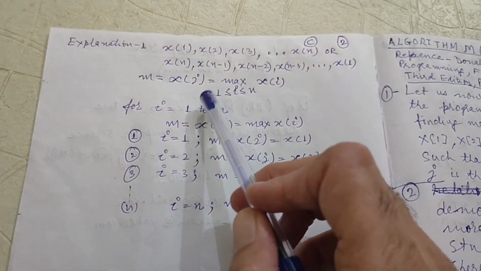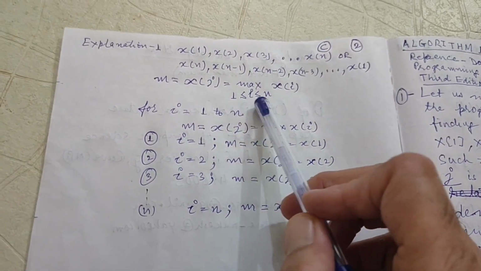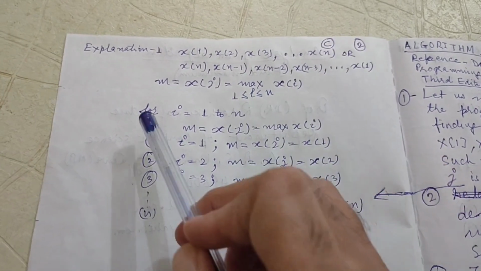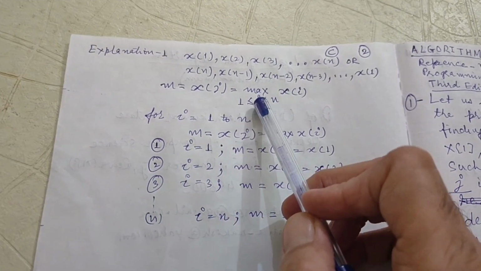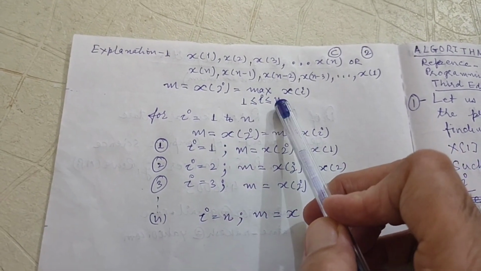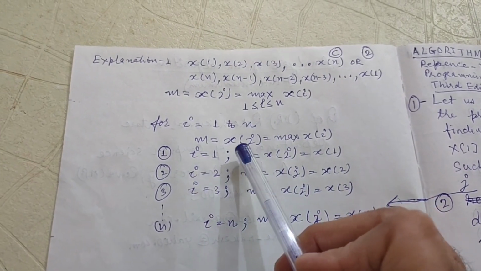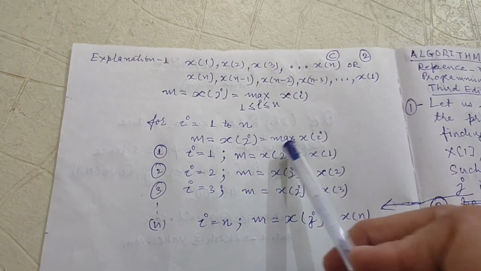So what does it mean? I have converted this into a for loop. I is equal to 1 to n. M is equal to xj is equal to max xi.